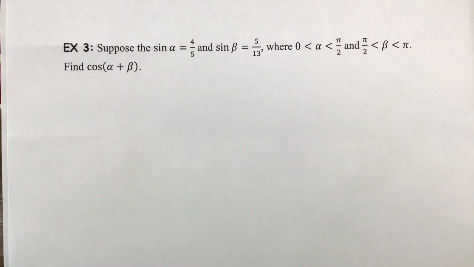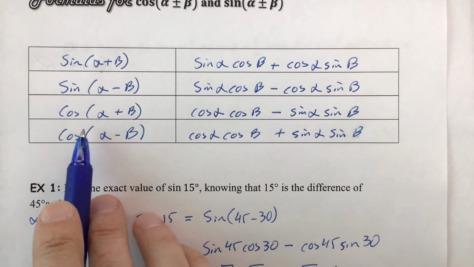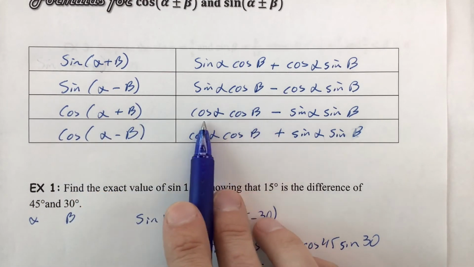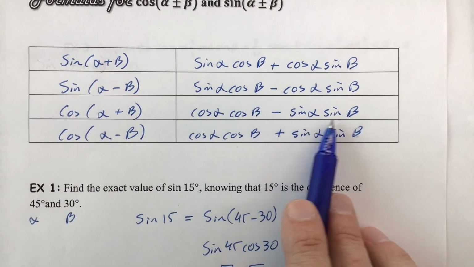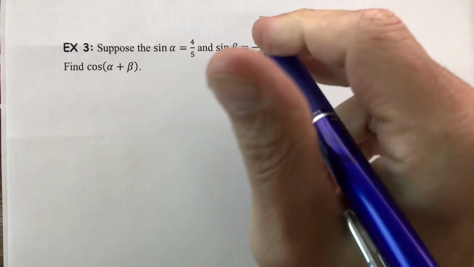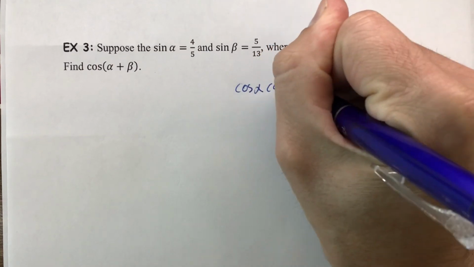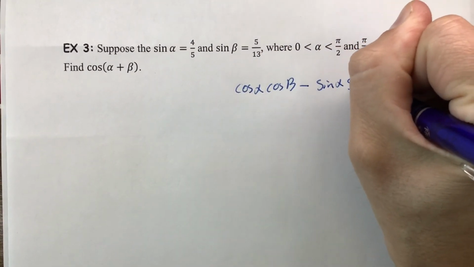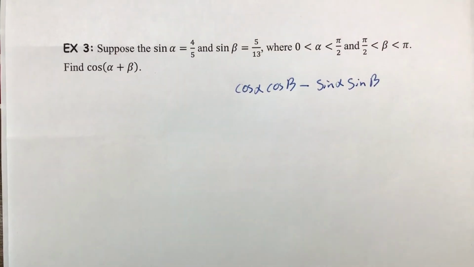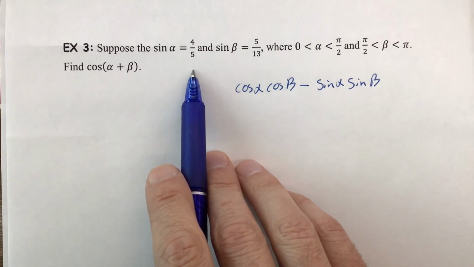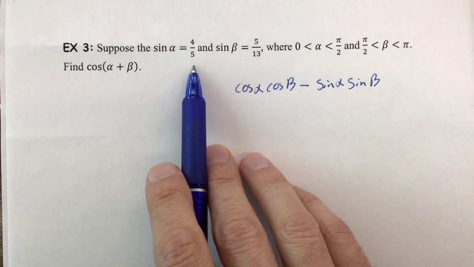For that, I'm going to reference the equations that we've got, and here is the cosine of alpha plus beta. That would be equal to the product of the cosines minus the product of the sines. Let me jot that down: cosine alpha times cosine beta minus sine alpha times sine beta. Let's go back to this part here. The sine of alpha is equal to 4/5. That might remind you of the definition of sine, which was the y value divided by the r.